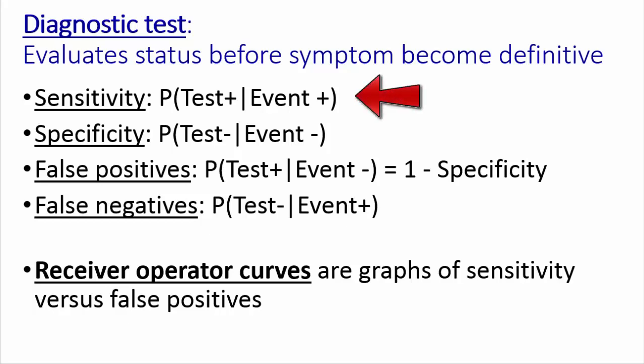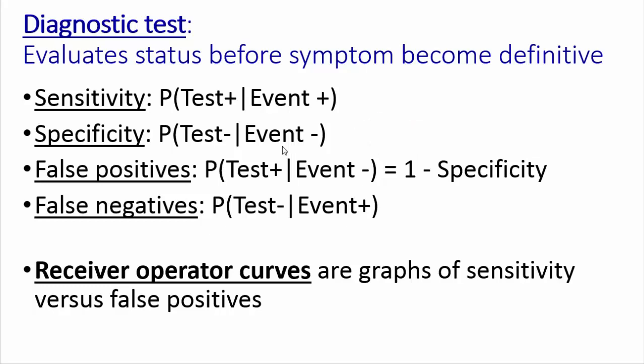Sensitivity can be defined as the probability that you get a positive test given that the event, like a disease, has already occurred. Specificity is the probability that you will get a negative test given that the event has not occurred. For example, a negative test because you are healthy.